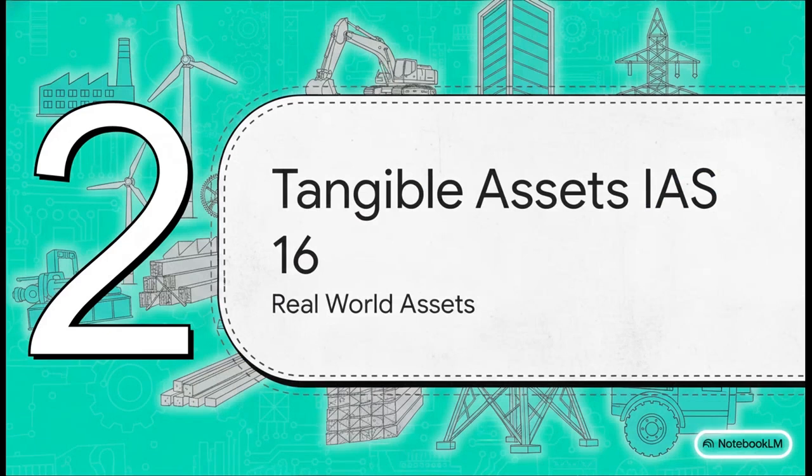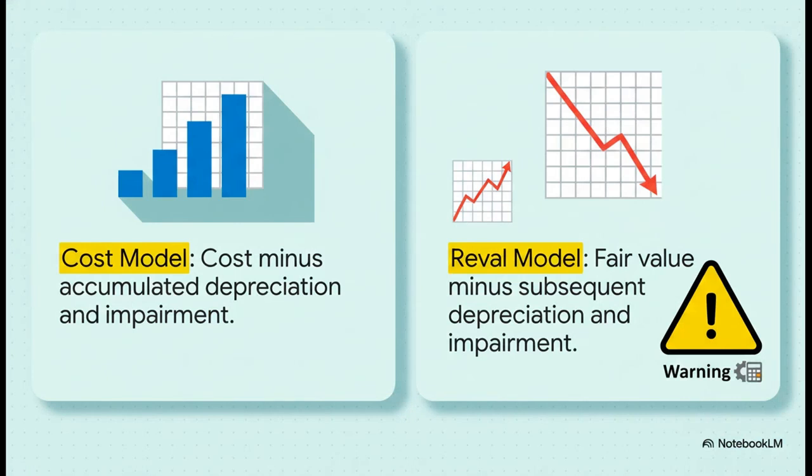Moving right along to Section 2, Tangible Assets, IAS 16, Real-World Assets. When we initially recognize property, plant, and equipment, we measure it at cost, and that includes the purchase price plus directly attributable costs, like installation. But for subsequent measurement, we get a choice between 2 models. We have the cost model, which is just historical cost minus accumulated depreciation and any impairment losses, or we can use the revaluation model, which records the asset at its fair value minus subsequent depreciation and impairment.